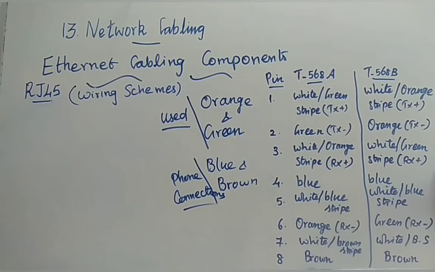Yes. So orange and green are mainly used for connections in our computers, and blue and brown colors are used for phone connections, mainly in ISDN or phone connections. So just now we have finished all the pin details in your Ethernet connector.